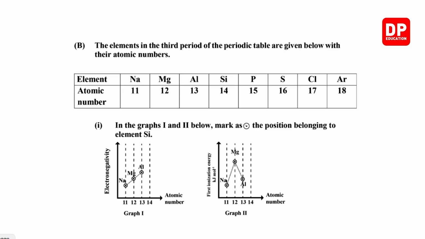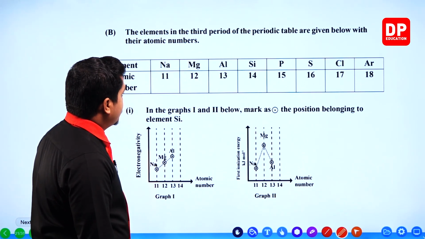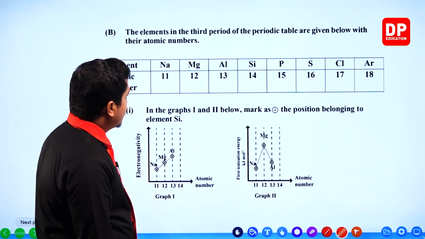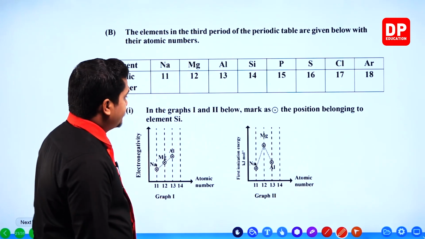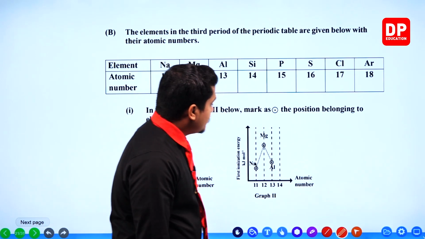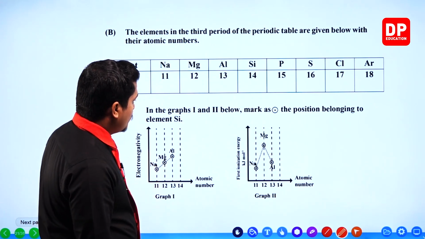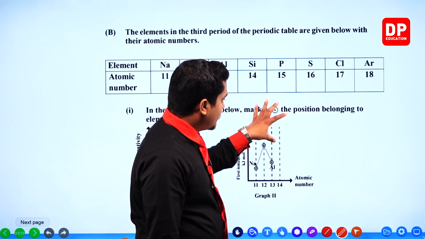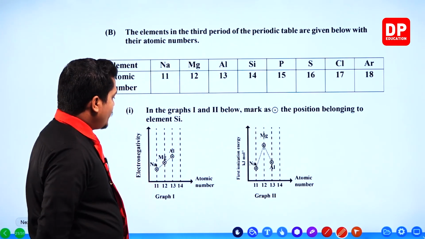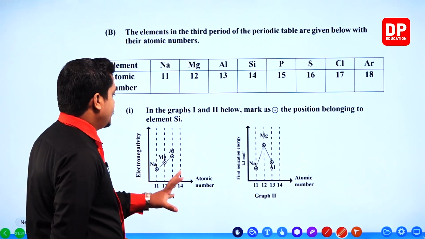Then the part B. The elements in the third period of the periodic table are given below with their atomic numbers: sodium, magnesium, aluminium, silicon, phosphorus, sulfur, chlorine, and argon. So 11, 12 to 18. Then the graphs 1 and 2 below show marks as dot the position belonging to the element silicon. So you have to mark silicon over here, as a dot within these tables.